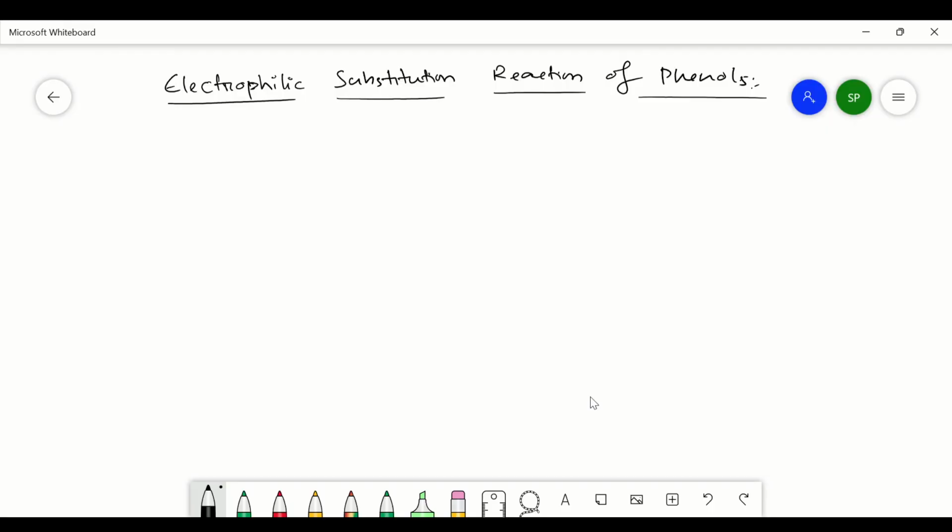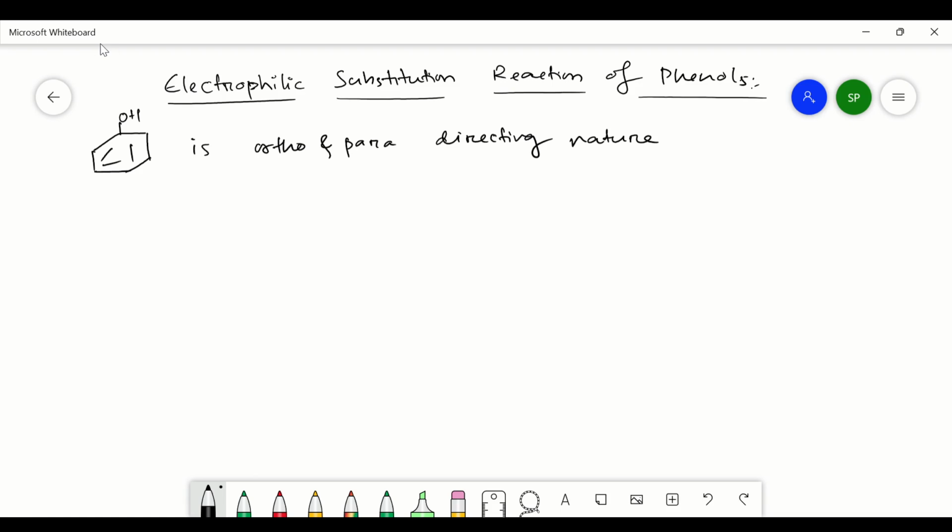So today we'll start with the electrophilic substitution reaction of phenol. First of all, we will see that phenol is ortho and para directing in nature. The substituents attached to the benzene direct the incoming group. So this phenol is ortho and para directing, and any incoming electrophile will be attached at the ortho and para positions.